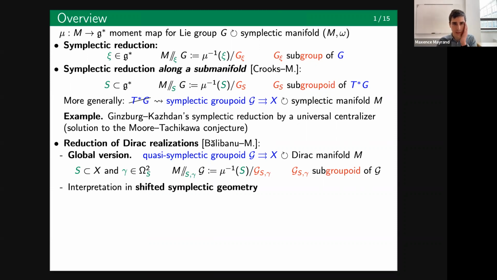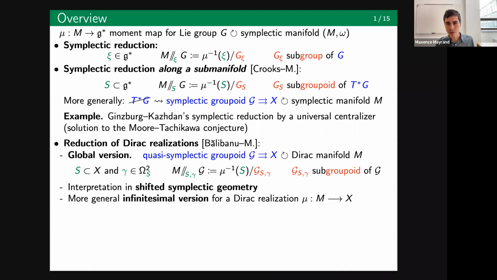This is something that we can derive from shifted symplectic geometry, which is one way to motivate this construction. I will explain how to do that. Once we have this version, we can prove it just like in normal differential geometry, but we can also imagine a more general infinitesimal version for a Dirac realization. Dirac realizations can be thought of as Dirac-valued moment maps, so this generalizes Lie group valued moment maps and standard moment maps valued in the dual of the Lie algebra. In this case, we lose the interpretation in shifted symplectic geometry, but it's more general.